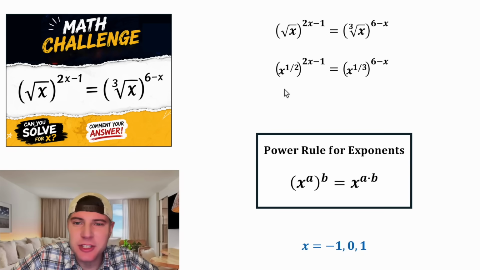And now using these notes, anytime you have x to the a whole thing to the b, that's the same thing as x to the a times b. So this 1/2 is going to distribute to each of these. 1/2 times 2x is equal to 1x, and 1/2 times -1 is -1/2. And then on the right-hand side, this 1/3 is going to distribute to each of these. 1/3 times 6 is equal to 2, and 1/3 times -x is -x/3.